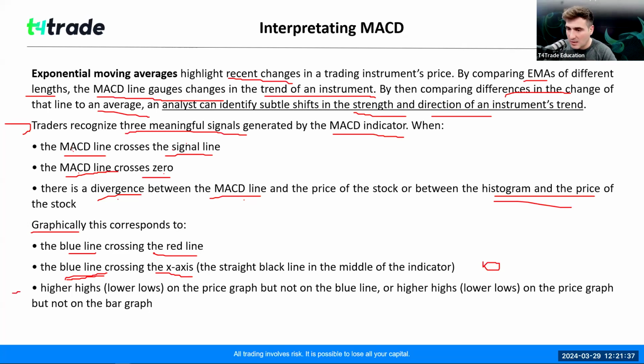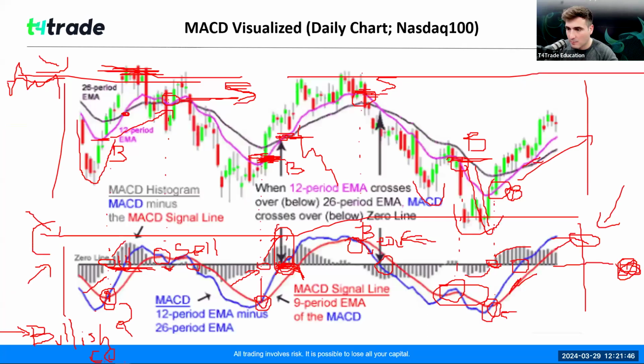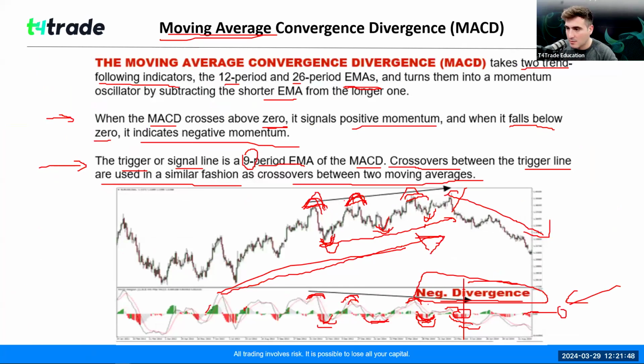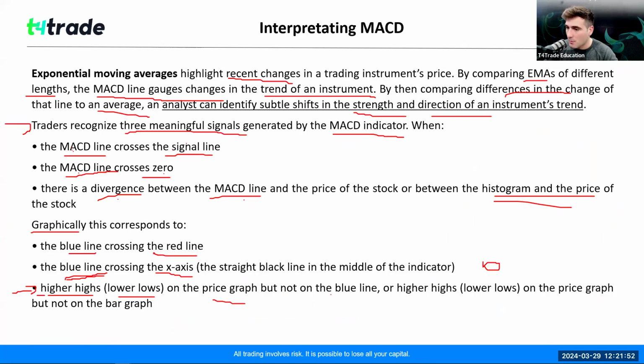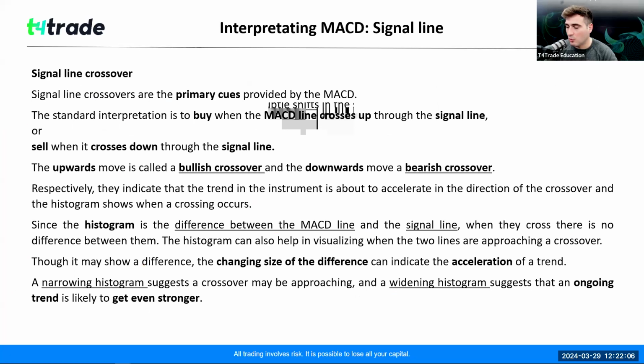And the last one we mentioned previously: higher highs and higher lows on the price graph. Remember this, whereas the blue MACD line is recording not higher highs and not higher lows. It can record higher lows, but not higher highs. Hopefully it's pretty simple.